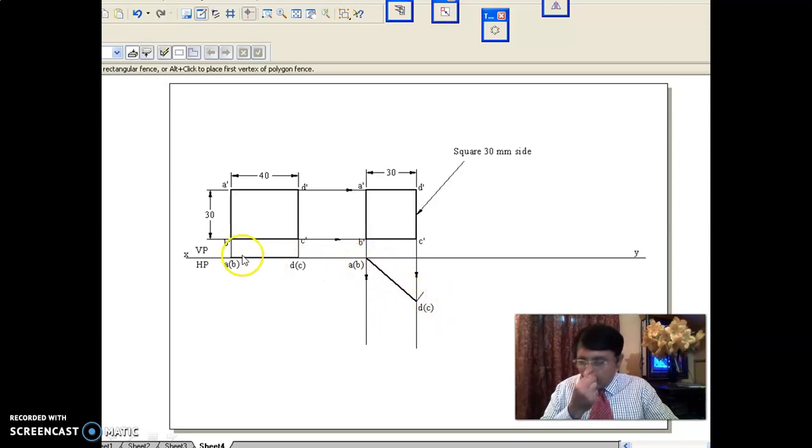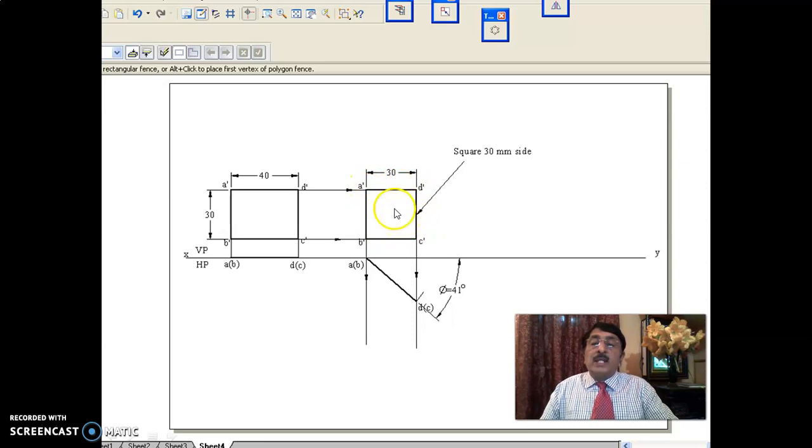This top view and this top view are the same because you have moved it parallel to HP, so this 40 will remain the same even after tilting it to a certain inclination to VP. Since it is a 30 square already, you take the projectors, take the same length and cut it here, and measure the inclination. This is the inclination to VP, 41 degrees. In the front view, if you observe, it appears as a square of size 30.